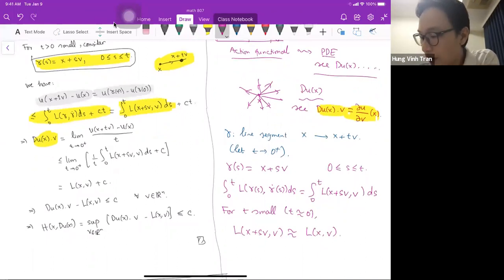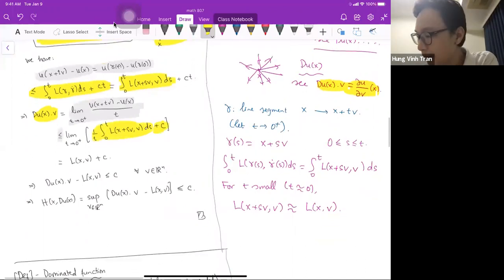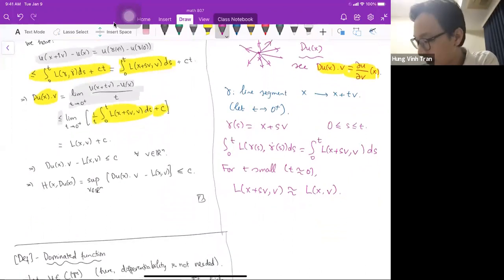So that's exactly the point that we are doing, right? We are evaluating the directional derivative of u at x in the direction v, and you just write out the definition. From the definitions here, it's less than or equal to the right hand side, and on the right hand side you are dividing everything by t. So you have 1 over t times this integral plus c. Maybe I'm just going to write this out this time, and then next time we can take this for granted.